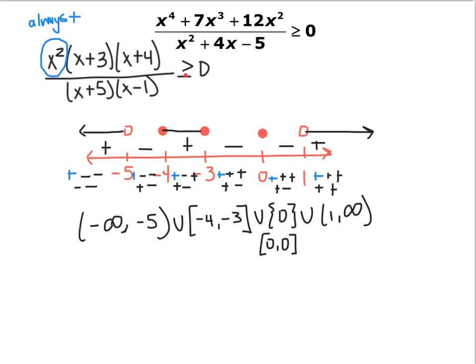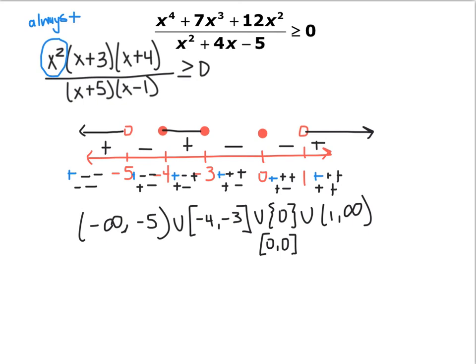Because we want what's greater than 0, you want the positives. So negative infinity to -5 not included, union -4 to -3 both included. We still want to include this 0. It's still part of the solution. There's two ways you can write that. Either set notation, so curly brackets with a 0, or just from 0 to 0 with brackets, and then union 1 to infinity not included.